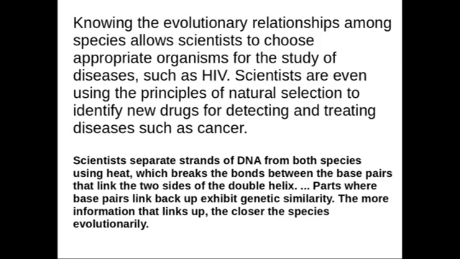Now scientists separate strands of DNA from both species, which is denaturation, which breaks the bonds between the base pairs that link the two sides of the double helix. Now the parts where base pairs link exhibit genetic similarity; the more information that links up, the closer the species are evolutionarily. So that means once you get data from NCBI databases, and you get data of different organisms, and then you align them together and build the tree, that is the genetic analysis. So the sequences that show genetic similarity show that those species are closely related evolutionarily. So that's one of the essence of that.